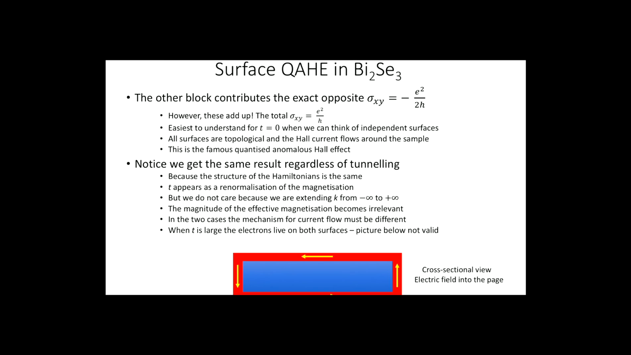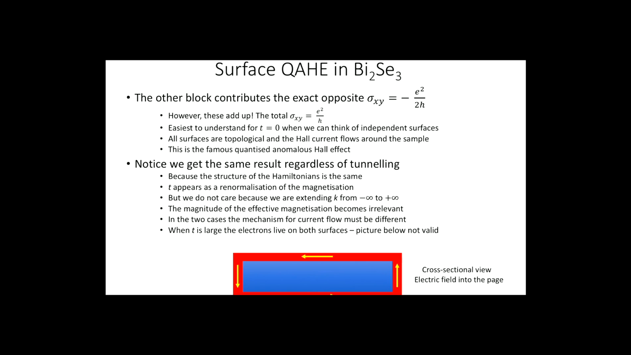These surfaces, I haven't proved it, but these surfaces also have topological states, so current can flow around the sample. So these two Hall currents actually add up because there are different surfaces, and the current flows around the sample. Okay, so at the end of the day, they add up, and sigma xy is equal to e squared over h.